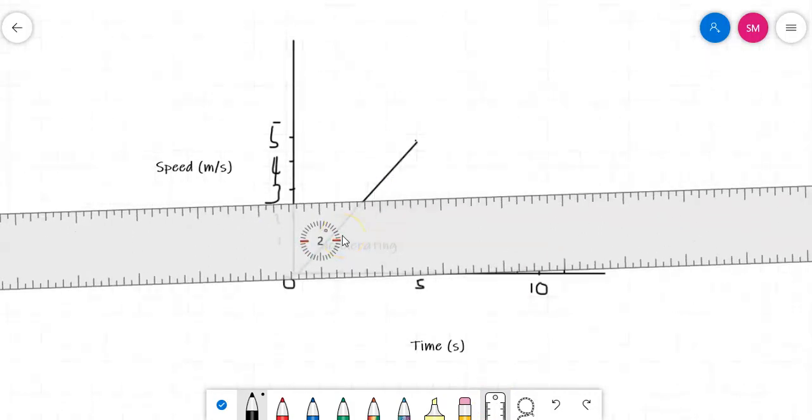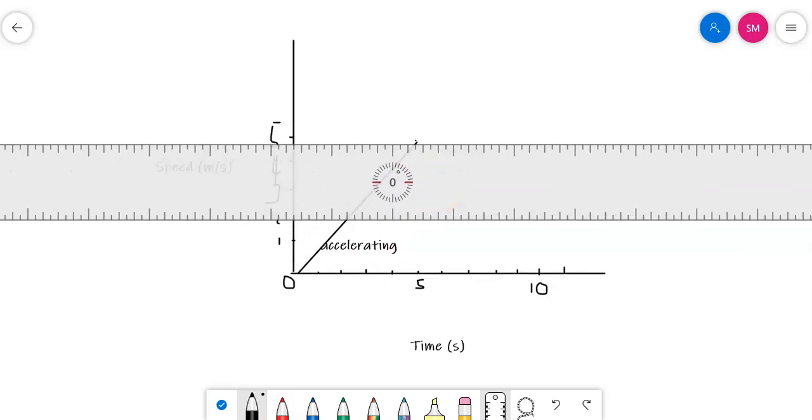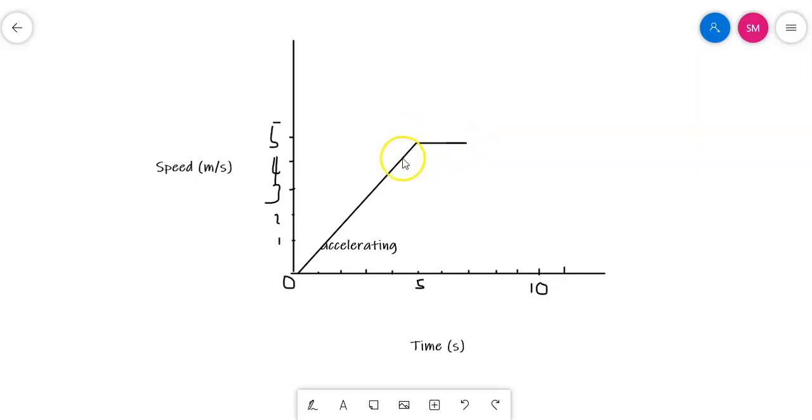If we saw a line on the speed time graph that was just a horizontal line, so I'll draw a horizontal line, let's say it stays horizontal for about 2 seconds. What is that telling us about the object's motion when this line is going horizontal? Well, it's telling us that time is increasing, but the speed is staying the same. So what's another word for saying that the speed is staying the same over time? Well, that's saying that the object is traveling at a constant speed.